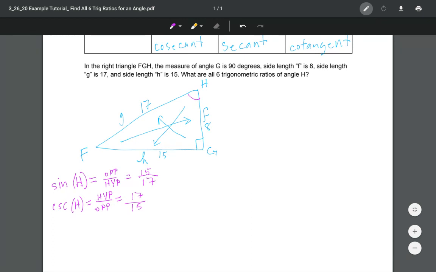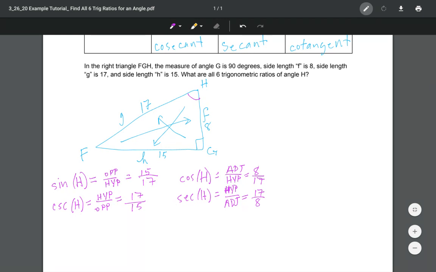All right, then I'm going to move along. I'm going to do my cosine. Cosine of angle H equals adjacent over hypotenuse, which is my adjacent side on top, in the numerator position, which is an 8, over my hypotenuse in the denominator, 17. And then the next trig ratio I'm going to do would be the reciprocal ratio for cosine, which we said was the secant. So secant for angle H equals hypotenuse over the adjacent, which is going to be 17 over 8.